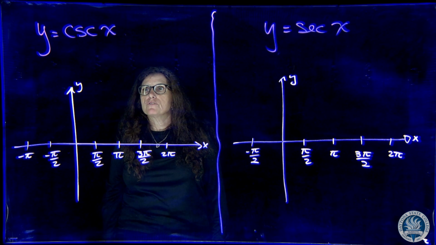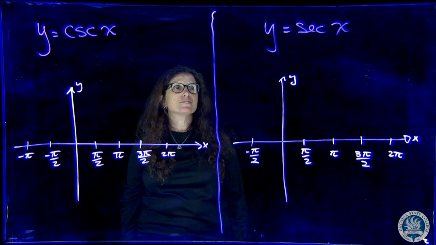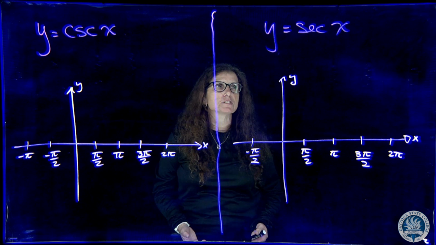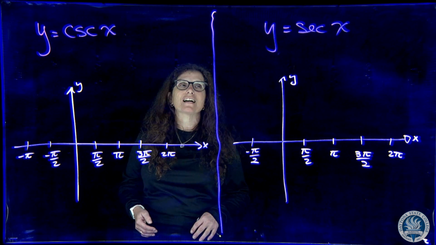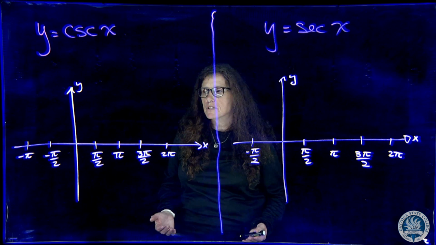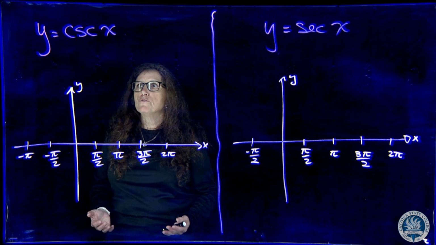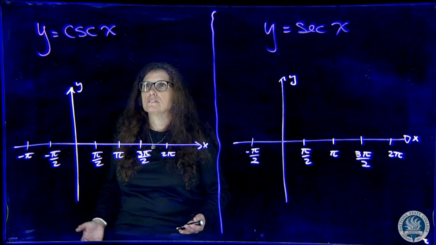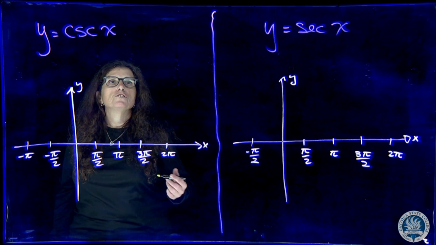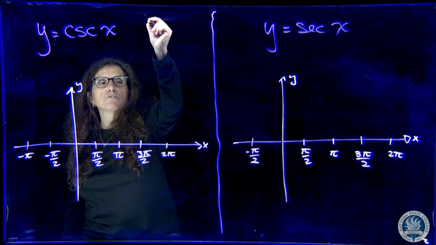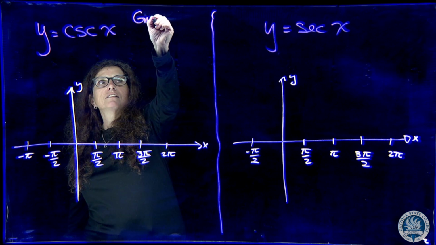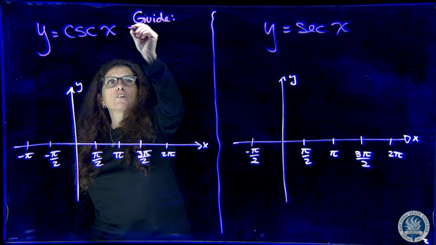Now we have two other functions we haven't talked about. We need to graph the cosecant of x and the secant of x. And these are the reciprocal functions of the sine and cosine respectively. Now if you are graphing the cosecant or secant, depending on what it is that you need to do, you always need to graph the sine, the guide function first.